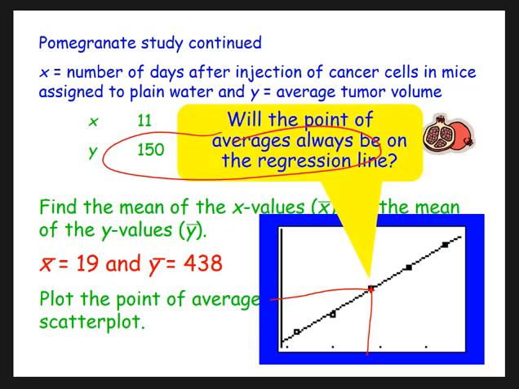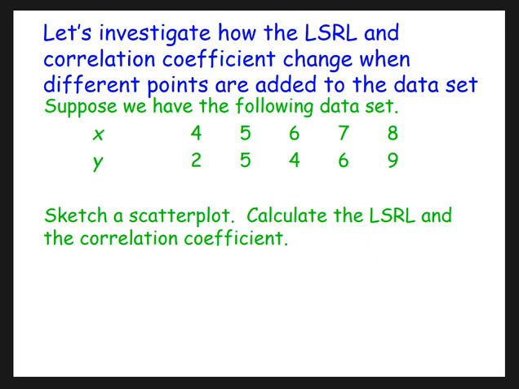Will that always be on the regression line? Yes, it will, because we use the formulas to find the slope, but remember, we use that x bar and y bar to find the intercept. So our intercept was determined based on this point being on that line.